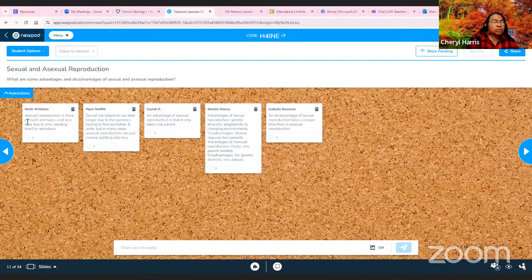All right, so it's more efficient, takes less time to only, okay, that's a good answer, Malik. Sexual reproduction takes longer due to gametes. Okay, that's almost the same. All right, so everybody's saying basically the same thing about the disadvantage. Thank you, Natalie, for adding that piece that there's no genetic diversity.